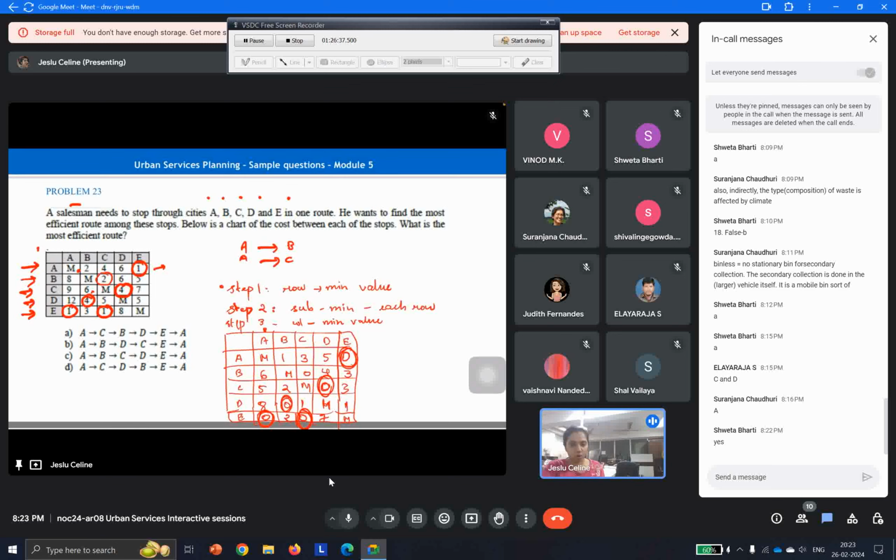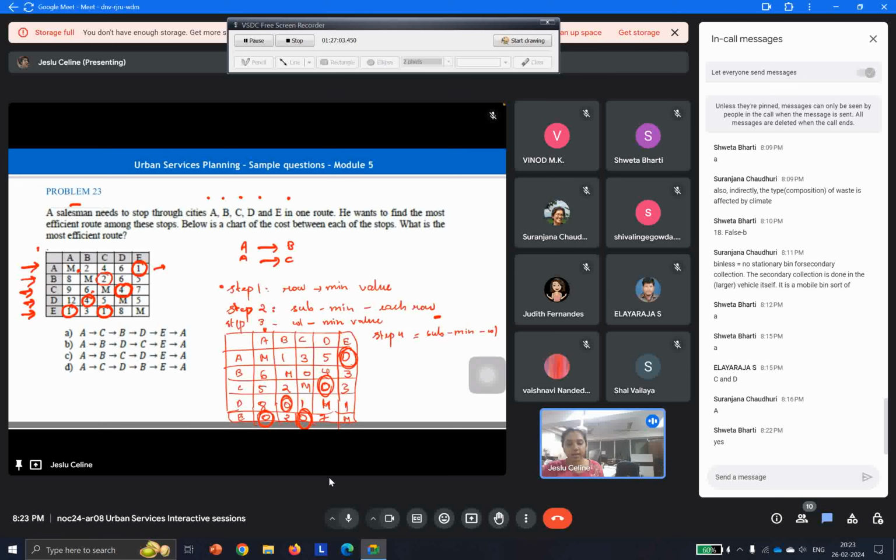Now, if it was not 0 and we had some other minimum value like 1 or 2, we'd have to do this column subtraction also. Like what we did for row subtraction, we'll have to do a column subtraction and then get the new matrix. Since it is 0, even if we subtract, we still get the same matrix. So step 4 is subtract the minimum value for each column. That is step 4. Now that is already done.